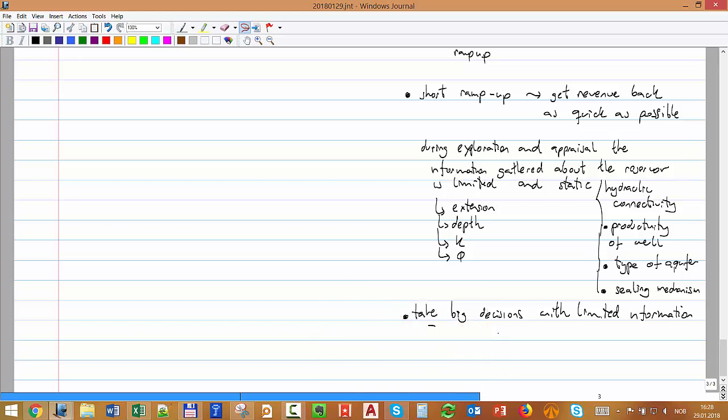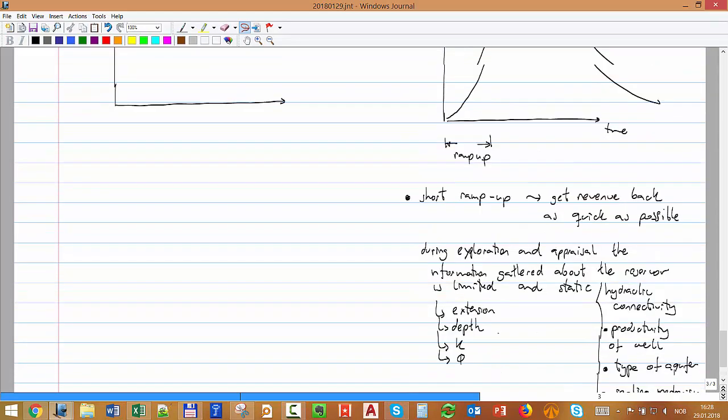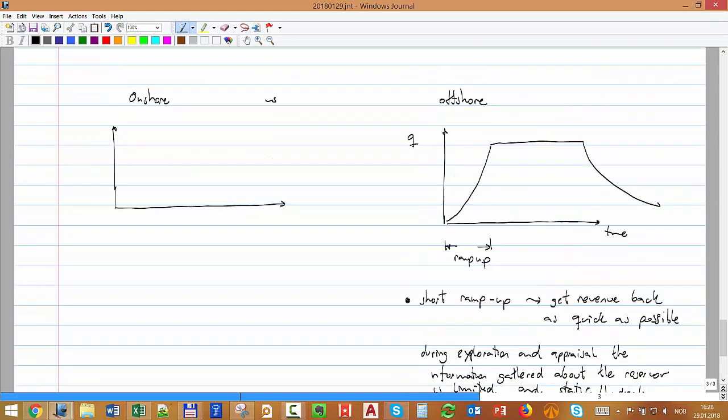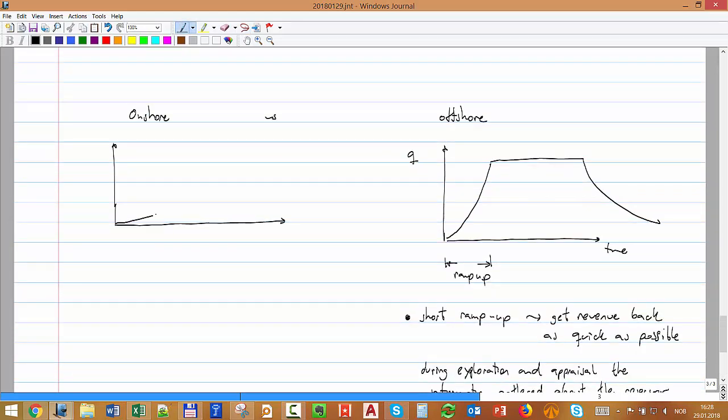Okay, so big decisions, limited information. Here, I prefer to make, here the ramp up usually is very, very long. Okay, and then I start producing in plateau.